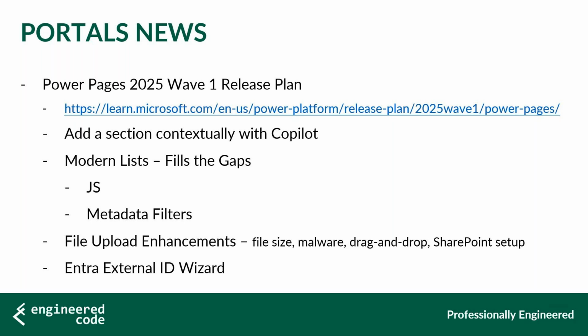So basically all the features that we have come to know with classic lists should be enabled for modern lists as well. They're filling all those gaps, and if you choose to use modern lists going forward, you should have all the feature parity that you had with classic lists.